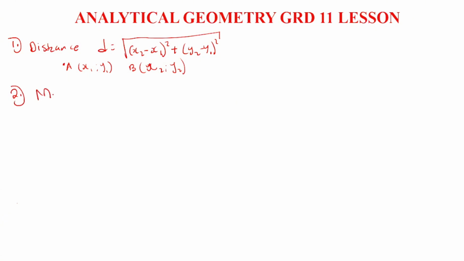Then the next thing you need to know is the midpoint. This is the middlemost point between the 2 points. It's given by the symbol M, and it's given by (x2 plus x1) all over 2, and therefore (y2 plus y1) all over 2. Great stuff.